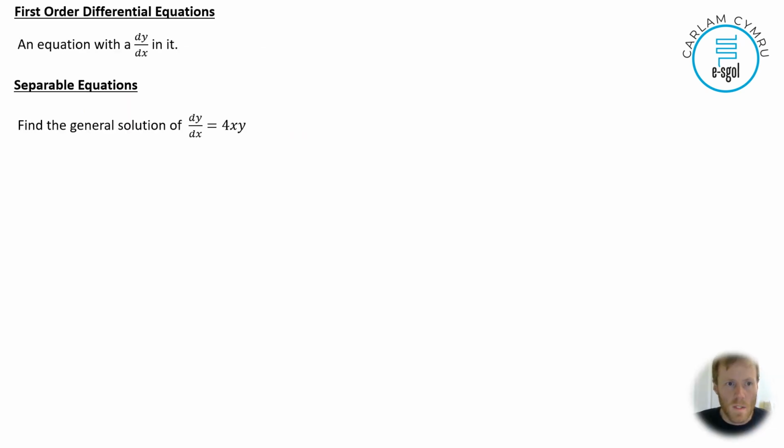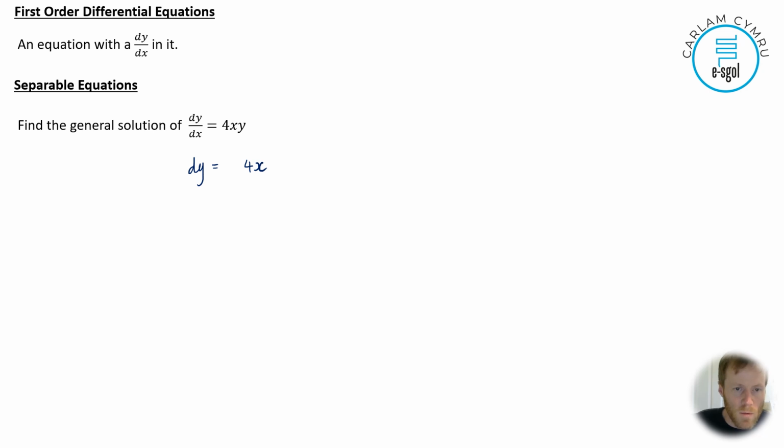So we'll start off with a straightforward differential equation. A first order differential equation basically has a dy over dx in it, and this question is more like one you'd get in your normal maths course. So find the general solution of dy by dx equals 4xy. What we want to do is separate the equation up. So we'll keep the dy on the left hand side, and we'll keep the 4x on the right hand side.